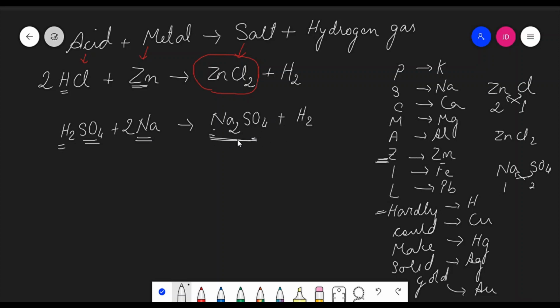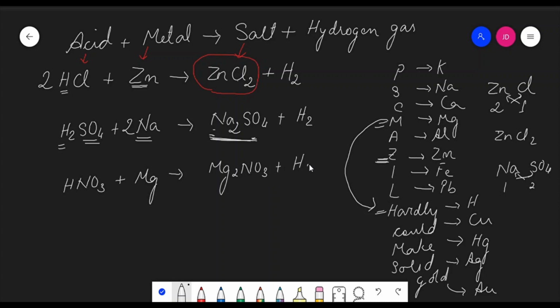This here is again what we'll call the salt. So you take any kind of acid with a metal, you will get salt and hydrogen gas. This is what we have got so far. So let's try one more. HNO3, our acid, plus let us take magnesium. Magnesium is more reactive than hydrogen, so you can kick it away easily. So we're going to get Mg(NO3)2 plus H2. Sorry, this will be Mg(NO3) bracket 2.